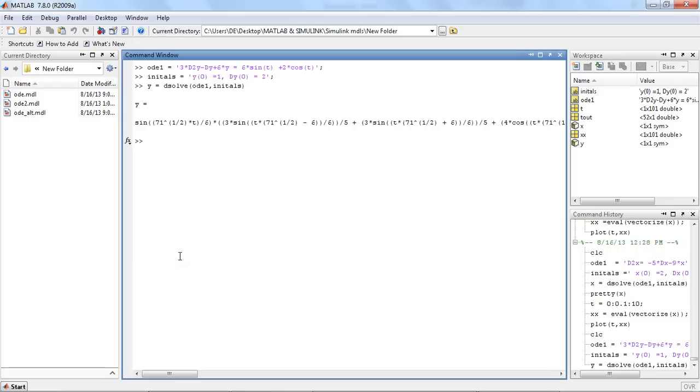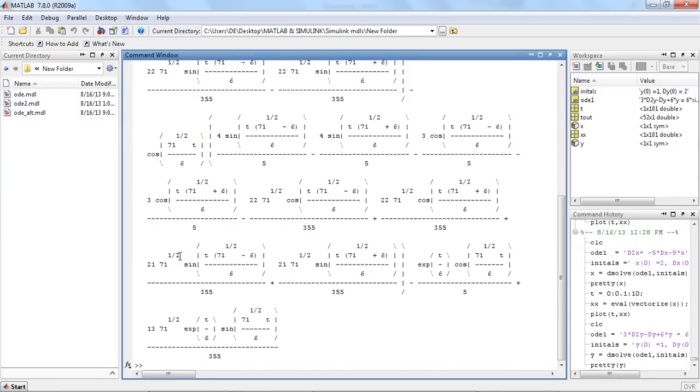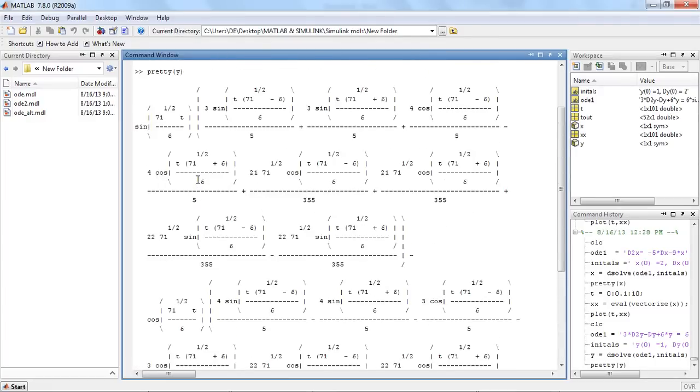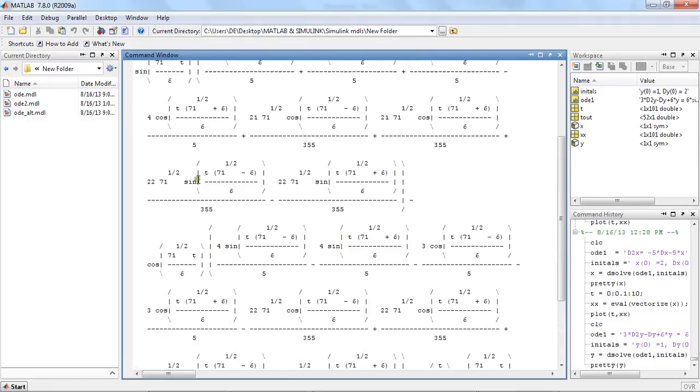This is the solution. So we clear the things. So this is the final equation. This is how the final equation looks like. It's a quite big one. Okay, no problem.